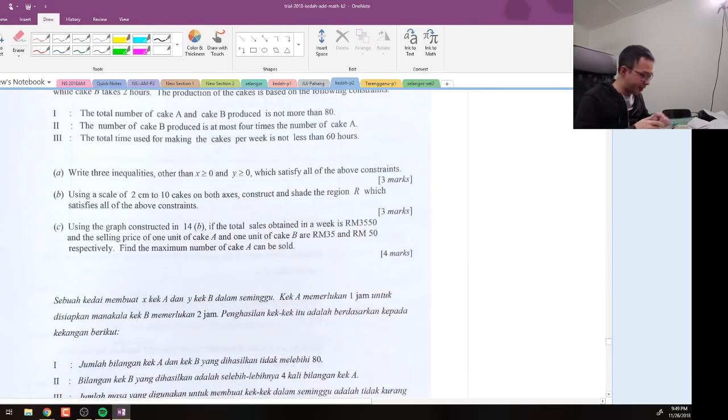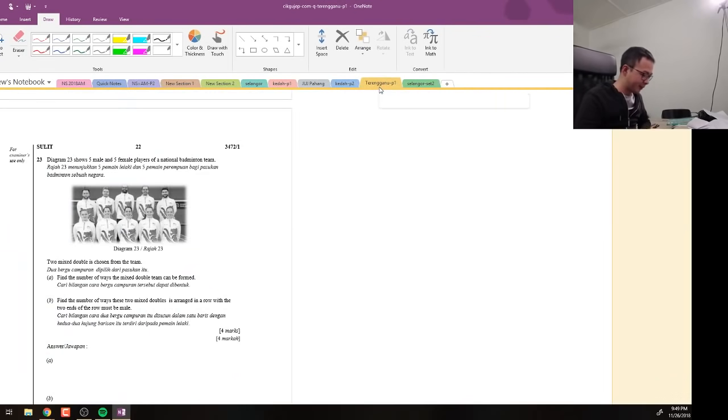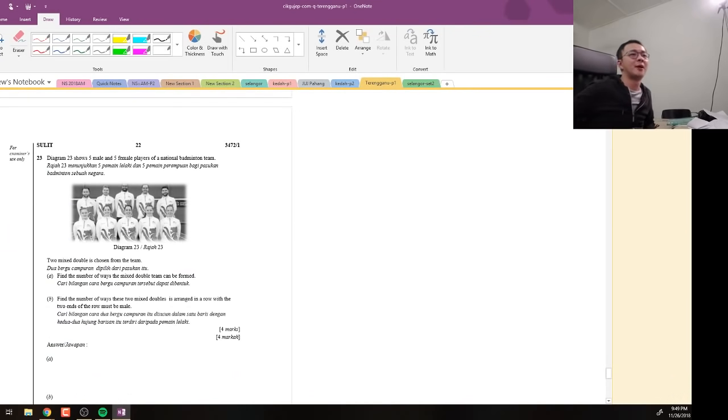Alright, we go to Terengganu paper 1. The police paper I already discussed. You can leave your answer in terms of pi, or if you do not like to leave it in terms of pi, you can just multiply pi. This live stream will go until roughly 10:30. Alright, this is the Terengganu paper.